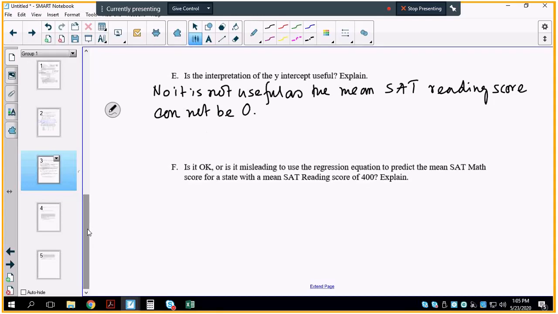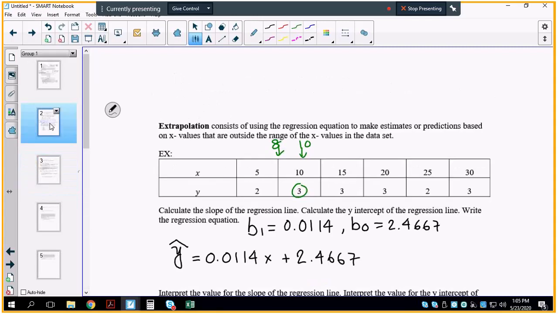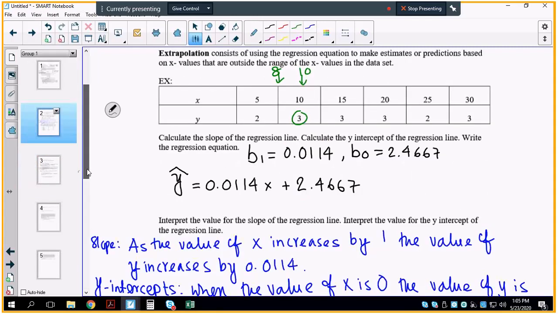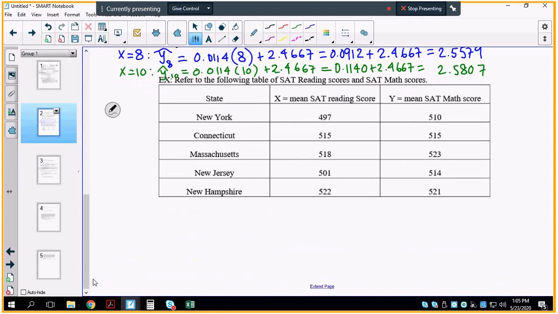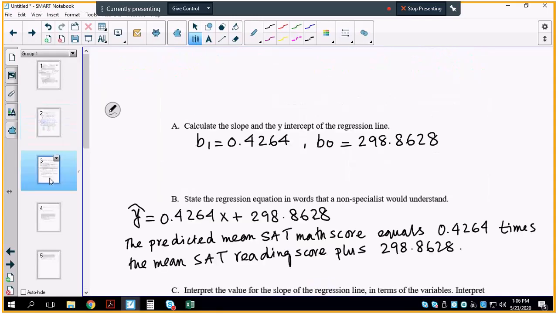Is it okay or misleading to use the regression equation to predict the mean SAT math score for a state with mean SAT reading score of 400? So let's go back to our example. I want the mean SAT math score for the mean SAT reading score of 400. If you look at the range of the data for X, then 400 is beyond this range. 400 is smaller than the smallest data. So this is going to be an extrapolation, even if we want to find the mean SAT math score.